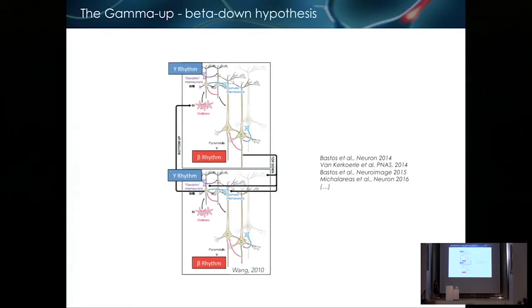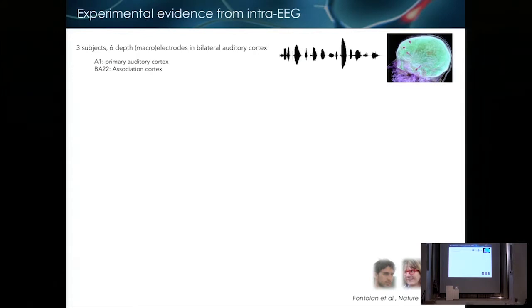Okay, so this gamma-up beta-down scheme had been hypothesized before by Wang in 2010 and confirmed experimentally by many, some people in this room actually, and also by us. And I'm going to show you our little side of the story, the quick and dirty study that we did that also leads us to this conclusion.